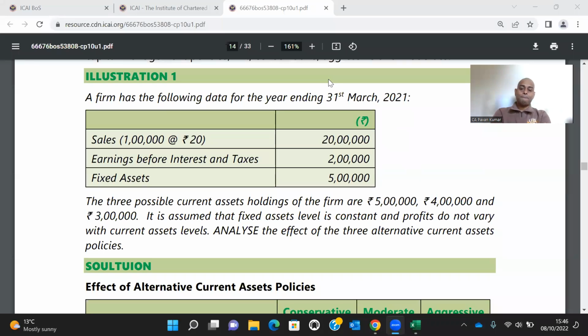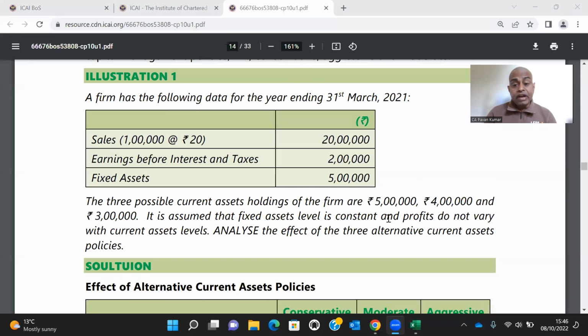Okay, sir. Sure. A firm has the following data for the year ending 31st March 2021. Sales 1 lakh at rupees 20 lakhs. Earnings before interest and tax 2 lakhs. Fixed assets 5 lakhs. The three possible current assets holding of the firm are 5 lakhs, 4 lakhs, and 3 lakhs. It is assumed that fixed assets level is constant and profits do not vary with current assets level. Analyze the effect of the three alternative current assets policies.